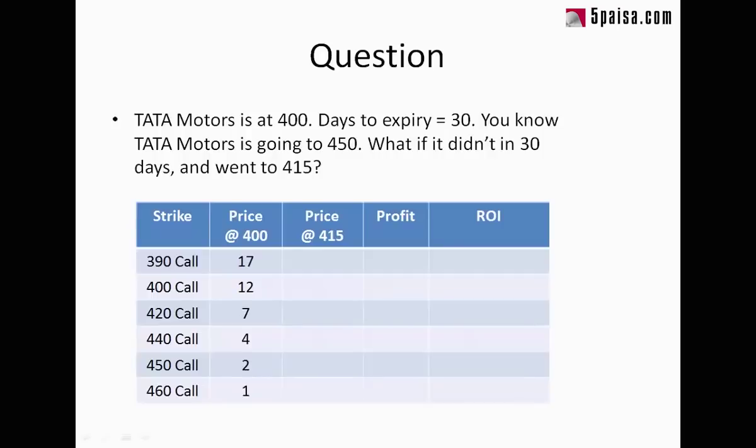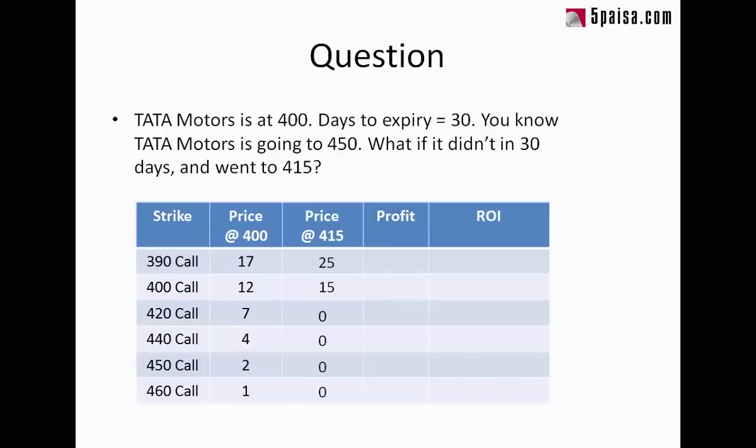Again, you can see the price of options on the day we start the trade. We'll calculate the prices of these options on expiry, which is Tata Motors 415. A 390 call made 25 bucks. A 400 call made 15. A 420 call made nothing because it's expiring below 420 at 415. A 440 call, 450 call and 460 call also made nothing.